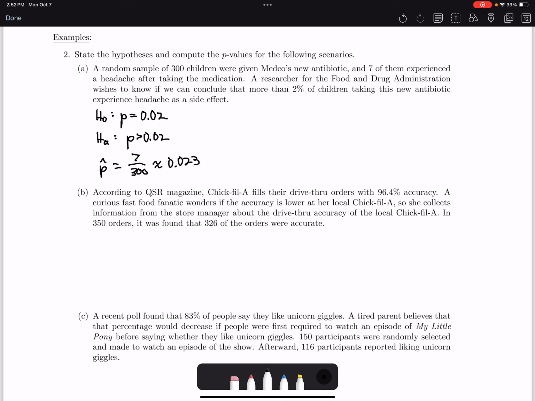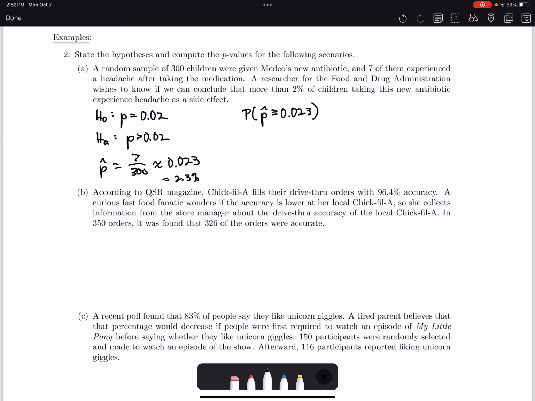Okay, so that's 2.3%, right? Which is in fact bigger than 2%. It's not that much bigger, but it is a little bit bigger. Is it enough of a difference? Well, to know that, we would need to compute the probability of obtaining something that large, right? What we want is the probability that p hat would be at least 2.3%, since that's what we observed in our sample.